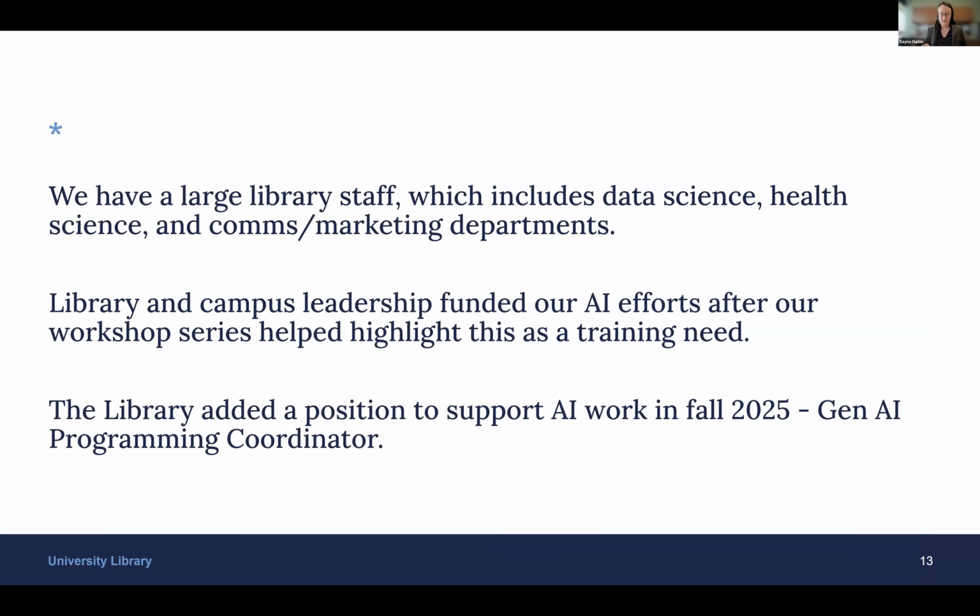I did mention that little asterisk because I do want to acknowledge we have a big library staff here at Carolina.